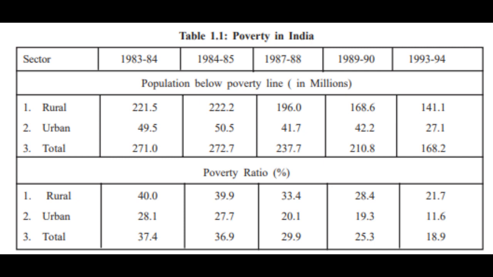The measurement of poverty in India is based on the consumption and expenditure data collected through National Sample Survey Organization, NSSO. Based on NSSO data, the population below the poverty line at different time points as estimated by the Planning Commission is provided in Table 1.1. The methodology used by the Planning Commission, however, has some defects.